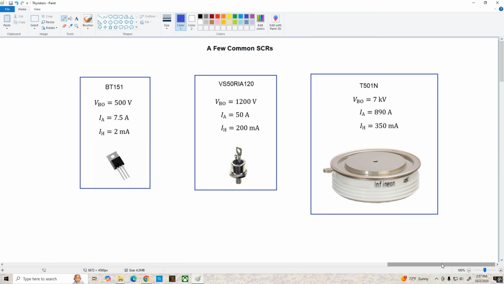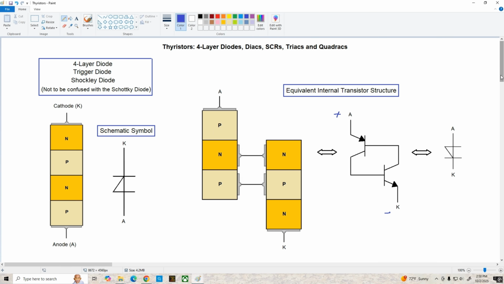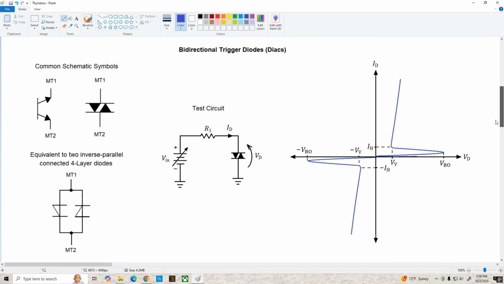Now what we're going to do next is take a look at a bidirectional trigger diode, and that is a device called a DIAC. Up here we've got the two most common symbols you're going to see that represent the bidirectional trigger diode, which I'm just going to call a DIAC from now on. It's much easier to say. Normally you're going to see this symbol on the right more often than this other one.